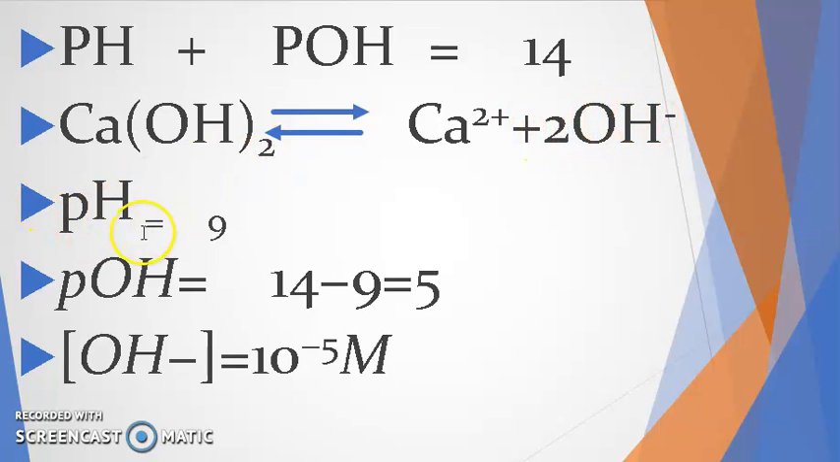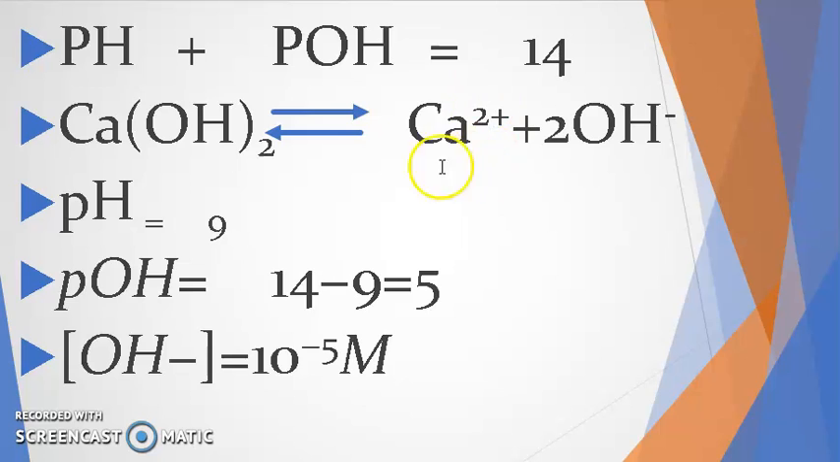So what is the pH value they have mentioned in the question? That is 9, right? So what about the pOH we have to calculate? We know the total is 14, so 14 minus 9 gives an answer of 5. So the pOH value is 5 here. How can we write the concentration of OH-? The concentration of OH- is equal to 10 power minus 5 M. We got the answer for OH-.